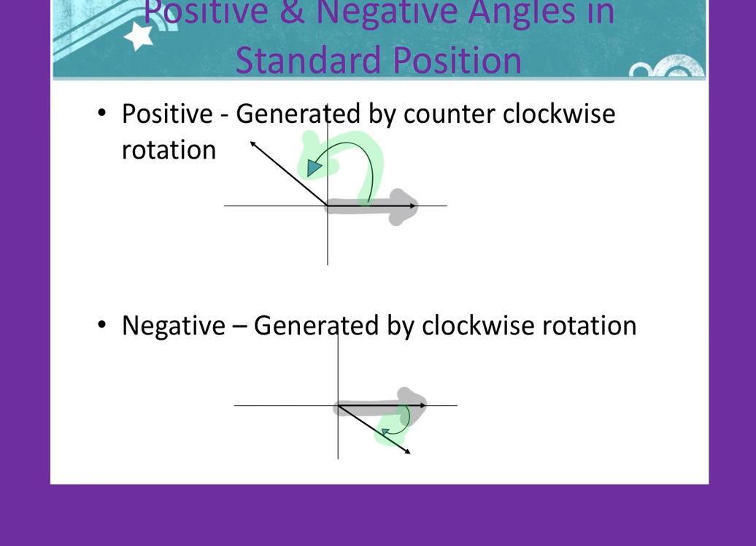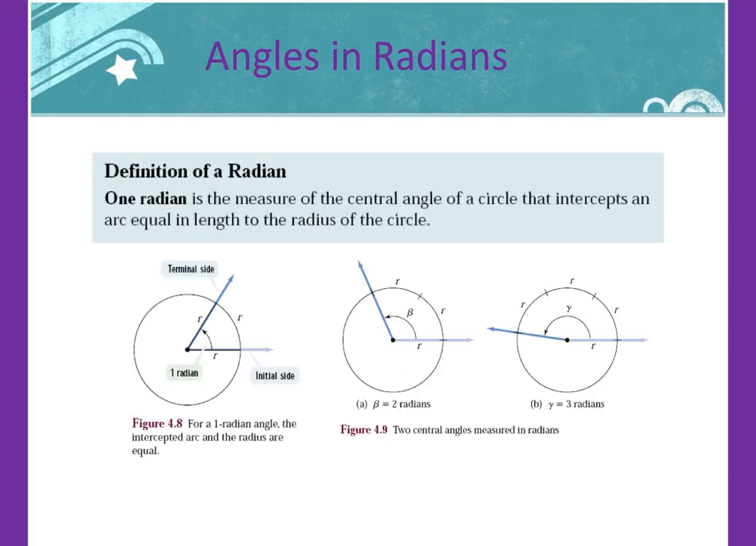Everything you do will be in radians. So where last year we did a combination, right? We talked about it in degrees, and then we talked about it in radians. Everything in AP is focused around radians, okay? So that's one major difference. The definition of a radian is the measure of the central angle of a circle that intercepts an arc equal in length to the radius of the circle.